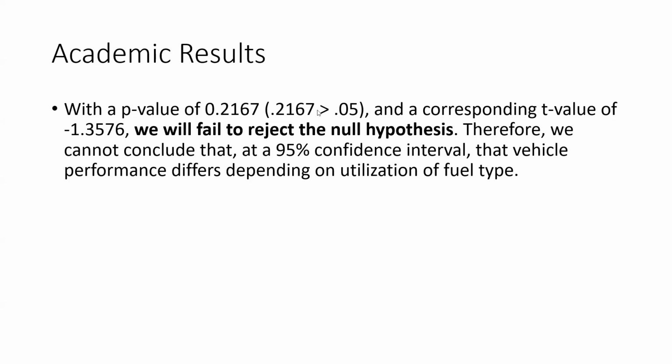But in any event, because our p-value is greater than our alpha value, we will fail to reject the null hypothesis. If our p-value is less than our alpha value, we will reject the null hypothesis. But in this case, it's greater than our alpha value. Alpha value is 0.05. Our p-value is 0.2167. So we fail to reject the null hypothesis. Therefore, we cannot conclude that at a 95% confidence interval, or with 95% significance, that vehicle performance differs depending on utilization of fuel type.